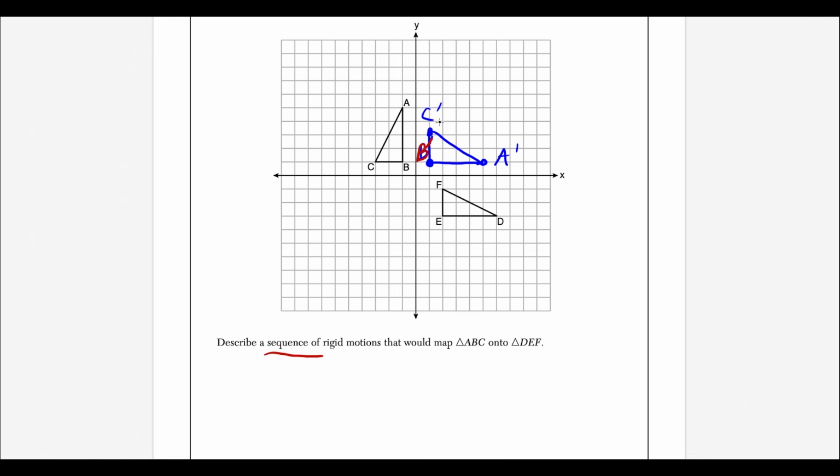But to double check, just to be safe, let's say I take point C prime here. I go over 1 and down 1, 2, 3, 4, and that'll map us to F. And then if I take A prime, I go over 1 and then down 1, 2, 3, 4. Notice that that translation maps all of these points here to triangle DEF.